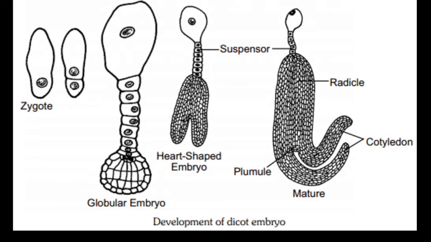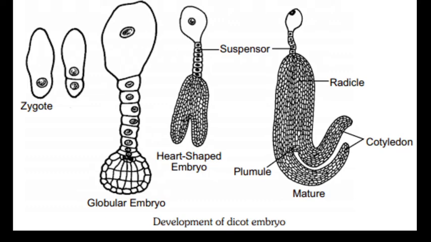For example, in the coconut plant, the coconut water is the free nuclear endosperm, and the white kernel is the outer part, the multicellular endosperm. The endosperm may be completely consumed by the developing embryo. This happens in the pea plant and bean plant, and we have already given the example of coconut. Understand? We have talked about endosperm development.